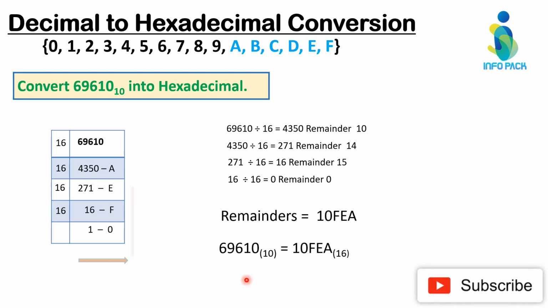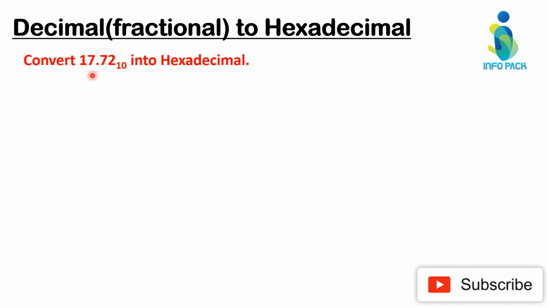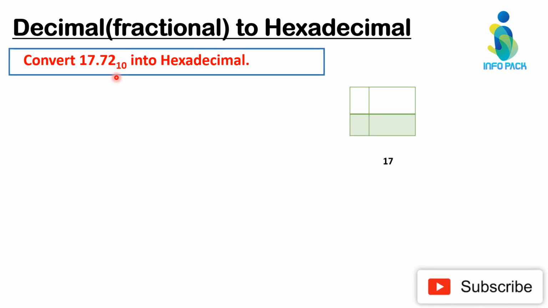10FEA. Let us consider another example, and now we are going to convert a decimal number that is in fractional form, 17.72, into hexadecimal. So to convert the integer part 17 into hexadecimal, we divide the number by 16. So 16 ones are 16 and the remainder is 1. And now we have to scan the remainders from down to up direction, that is 11.